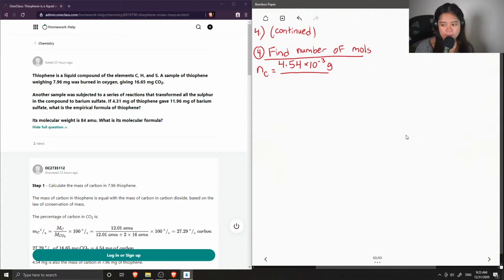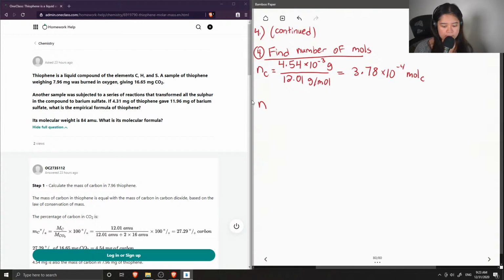And the equation for number of moles is mass over molar mass. So the molar mass of carbon is 12.01 grams per mole. So the number of moles in the sample is 3.78 times 10 to the negative 4. And this is for the moles of carbon.